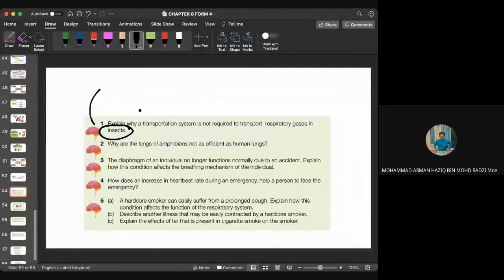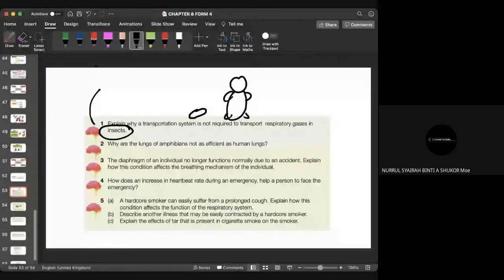Apa Arman, gosok gigi dulu, bertenang. Kenapa? Apa? Lupa. Insect kecil, kita besar. Jadi sebab dia tak transport, macam nak cakap dia transport. Ya, sebab dia kecil, so dia transport sikit je lah kan, macam tu kan. Yelah, macam mana nak buat ayat dia?